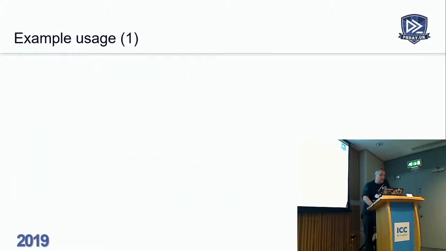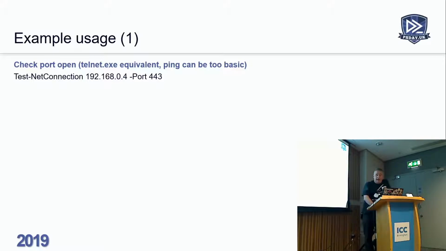So some examples of sorts of things I do. A Test-NetConnection, better than a ping, because I'm actually saying, can I actually get a connection to that port? Here I'm using an IP address, but I'll probably use a name if that's what my users would use, because that checks domain resolution, routing, as well as actually whether there is something there listening on the port.